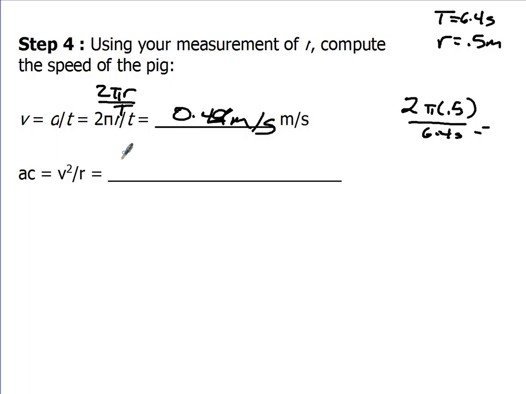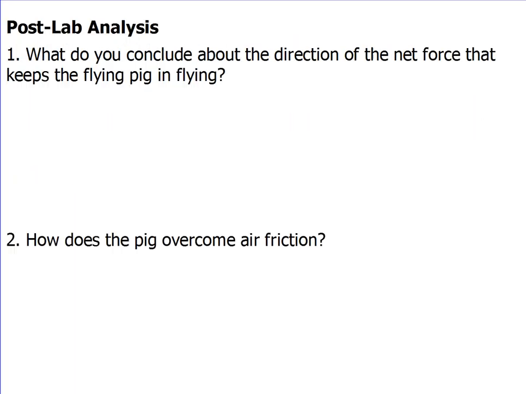So the centripetal acceleration is v squared over r, or 0.49 squared, divided by my radius of 0.5. And what do I get when I do that? I get 0.48 meters per second squared. Is that right? 0.49 squared divided by 0.5. Yep, that's what I get. Okay. My numbers are a little weird.